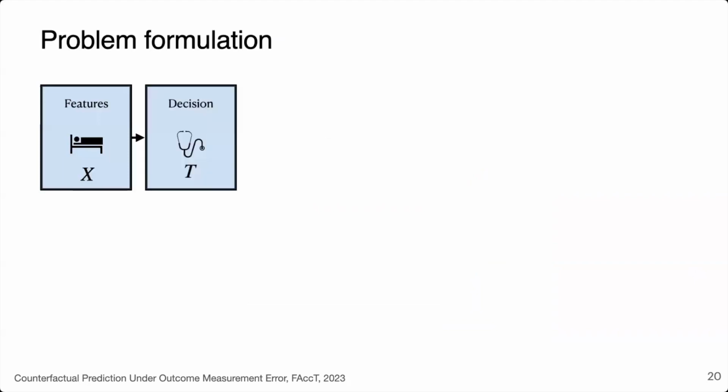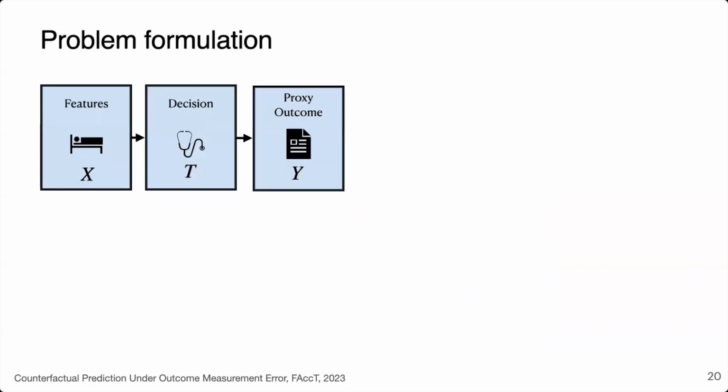Great, so let's set up this problem in more detail. In our setting, we're given some features such as electronic medical records and prior decisions that were made in the past by doctors, for example which medicine to prescribe. And then we observe a corresponding proxy outcome, such as whether a patient was diagnosed with a heart attack in medical records, given the past treatment decisions that doctors were making. Now, these three factors are observed in our data sets. This is the common observational data setup.